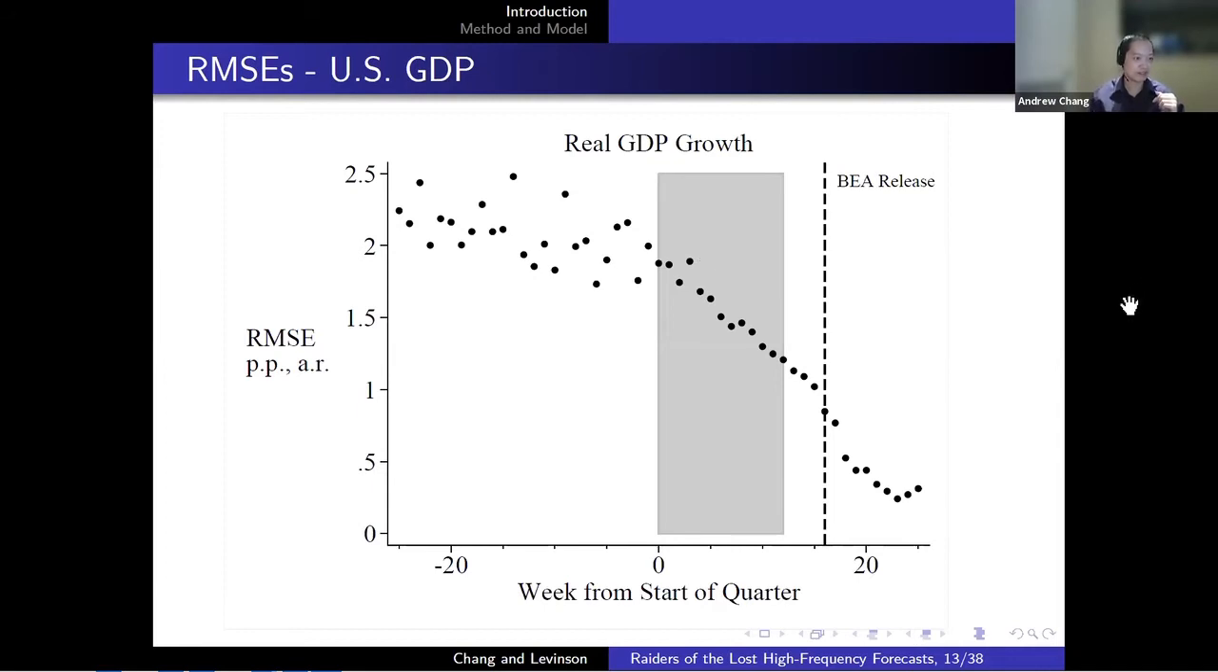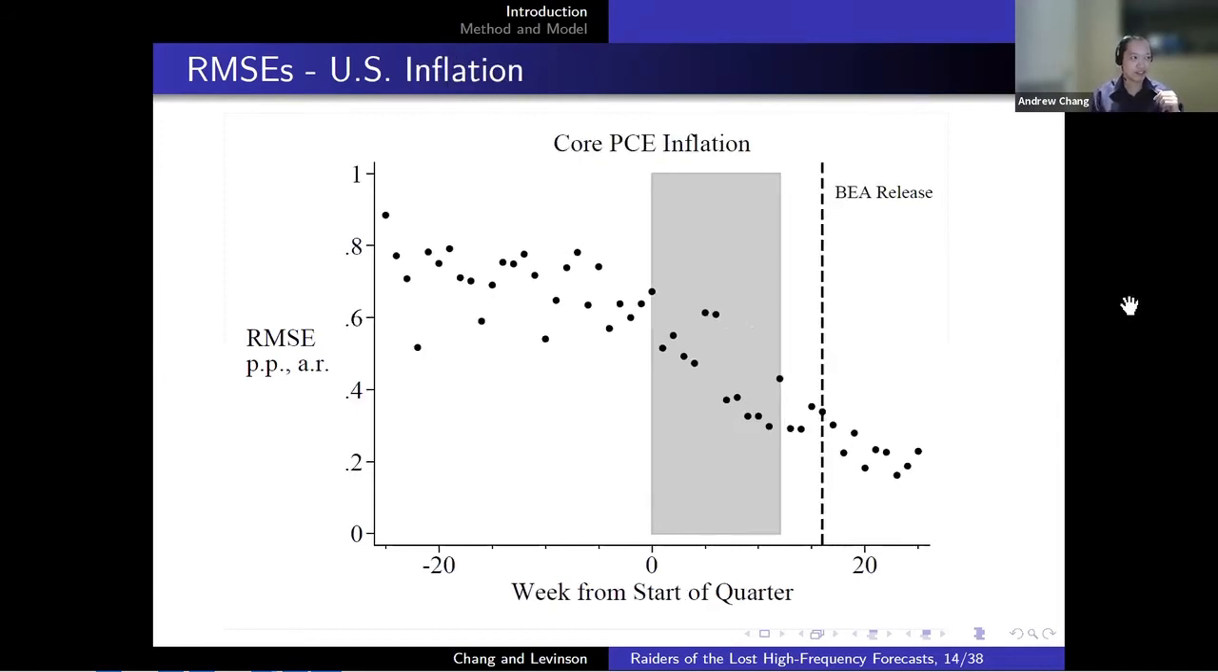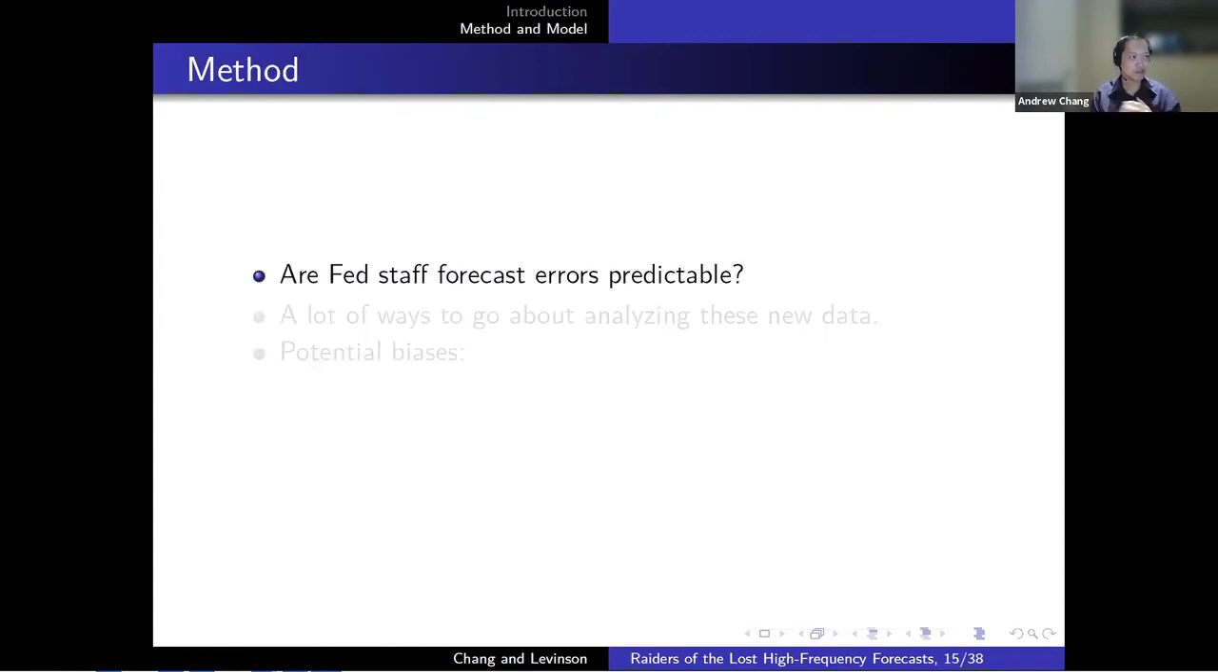Okay, so we can do that for GDP, and you see a similar thing for inflation. There's a steady decline as you get closer and closer to the quarter. The fall in the RMSE accelerates once the quarter is open, and the RMSE continues to fall even after the BEA releases its first estimate of PCE prices or core PCE prices. Okay, so we're using these data again. We're testing to see whether the staff forecast errors are predictable or not.